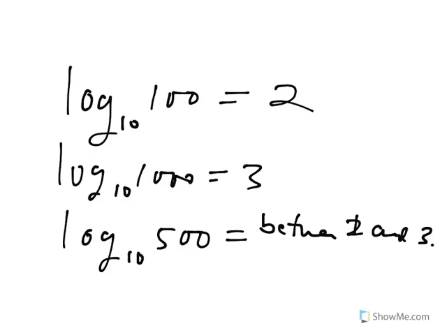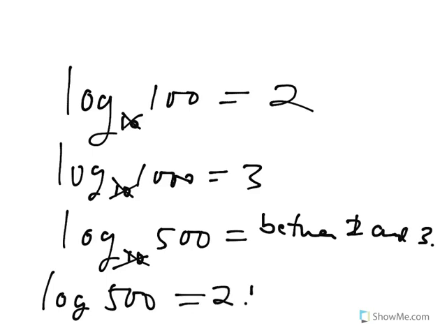Well, on our calculator, there is a log base 10 button. Very often, if you see no number there, it is implied to be log base 10. So on your calculator, if you type in log 500 and hit enter, it's going to say about 2.7, and that's because 10 to the 2.7 equals 500.